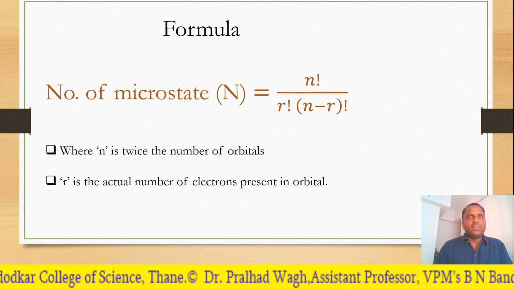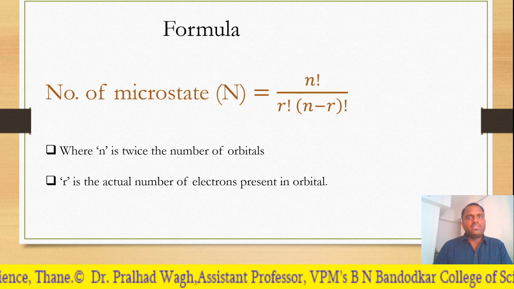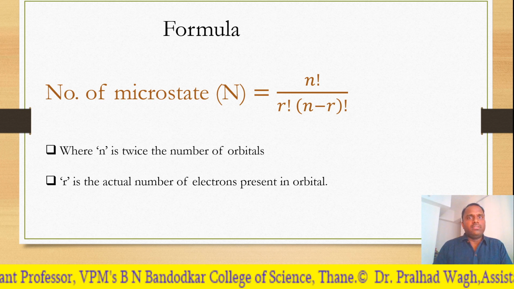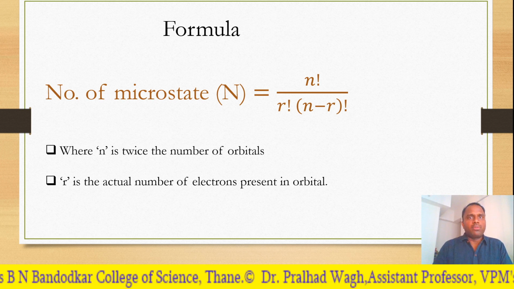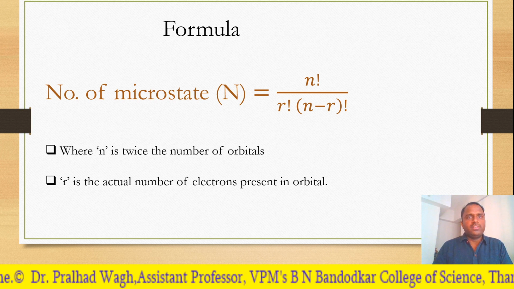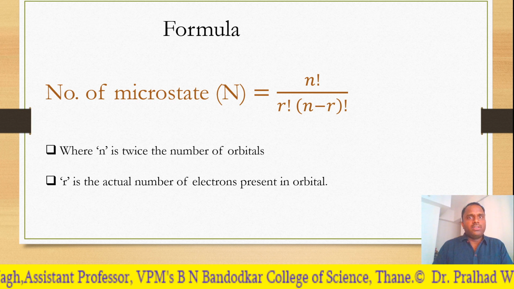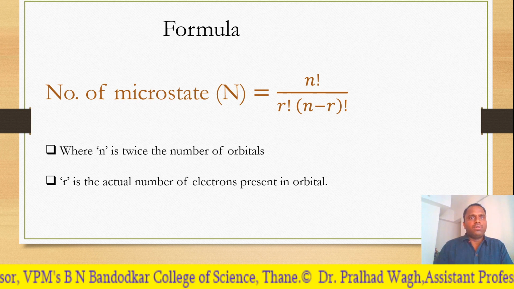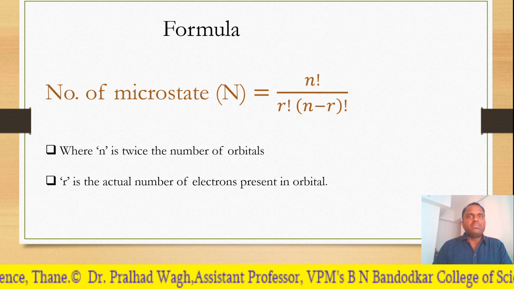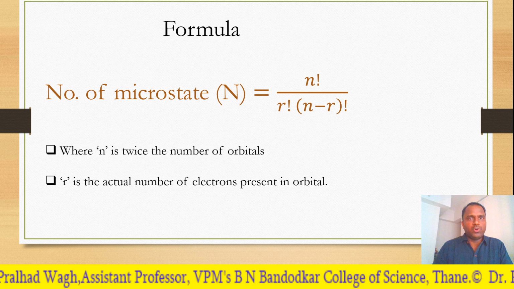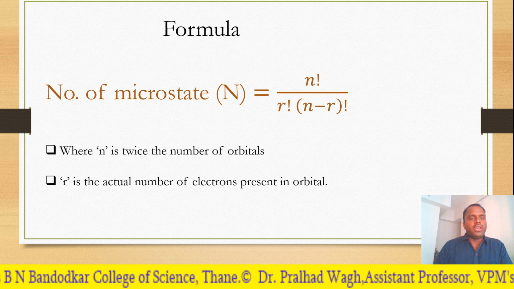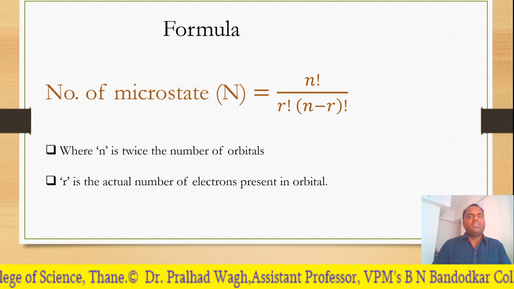Here the term n stands for twice the number of orbitals, meaning for the s orbital the value of n is 2, for p orbital the value of n is 6, and for d orbital the value of n is 10. We will focus more on this n value when we discuss the examples. The next term in this formula is r factorial, and here r is nothing but the actual number of electrons present in the orbital.